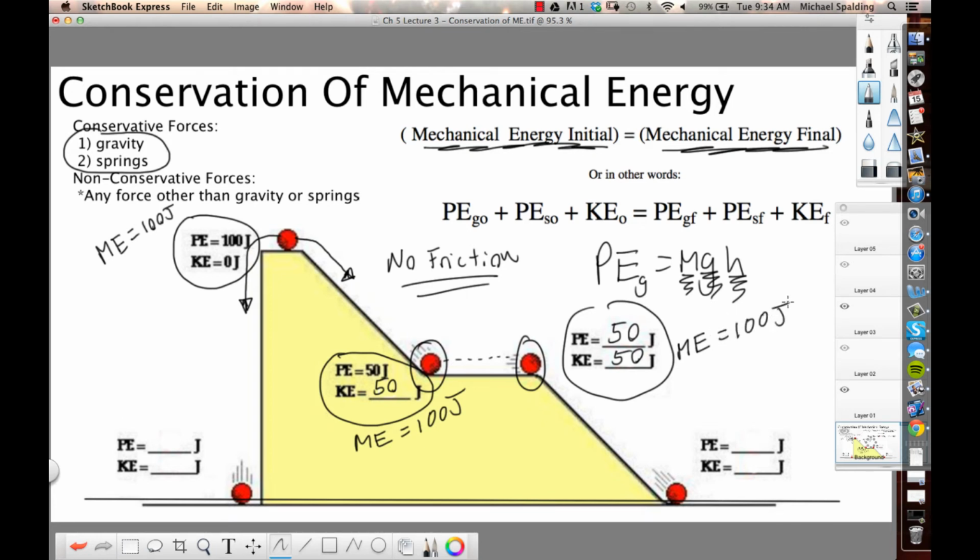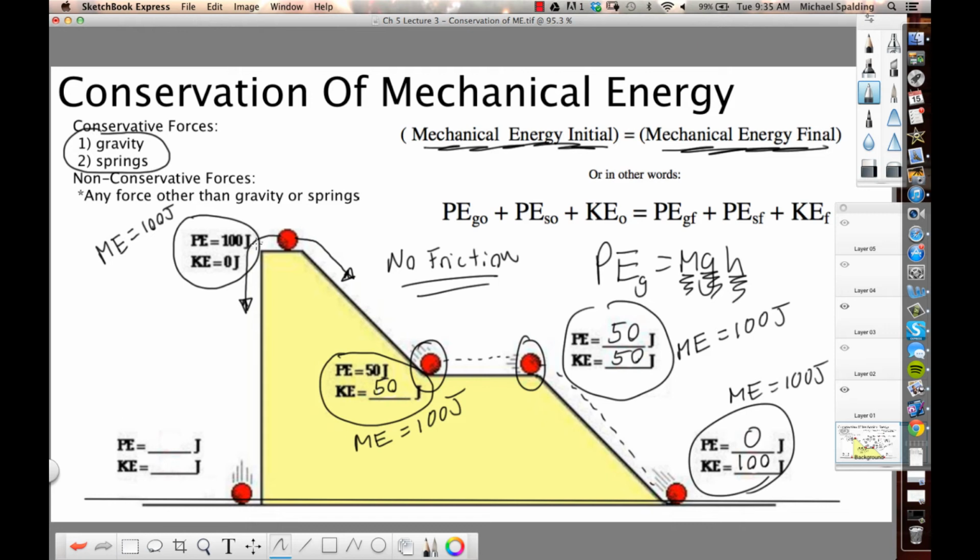Hey, what's the only force doing work in this problem? Gravity. The only force doing work is gravity, and gravity is conservative. Gravity is conservative, which simply means mechanical energy initial will equal mechanical energy final. Okay? All right, so the ball keeps rolling at the bottom of the hill. Now we're at the 0 point. So how much potential energy? 0, because the h is 0. So what must the kinetic be? 100, because the two of them need to add up to 100. Mechanical energy stays constant.